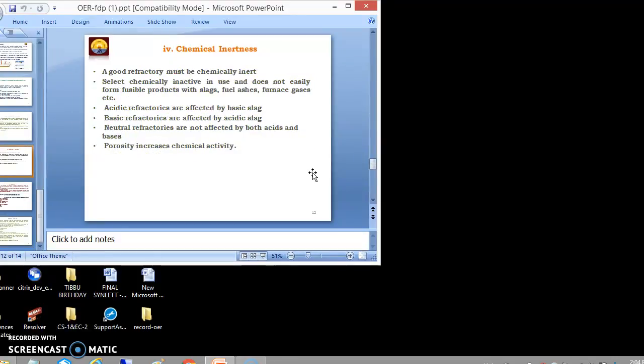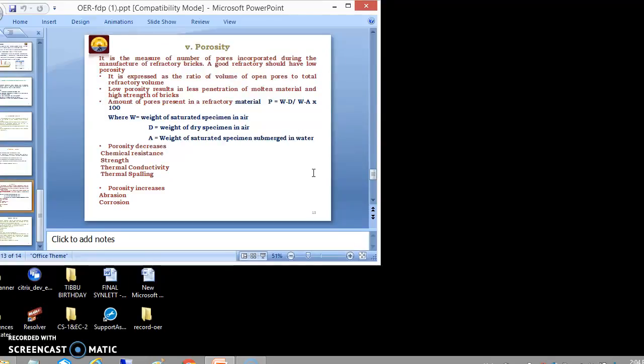Chemical inertness. A good refractory must be chemically inert. Being chemically inactive in use, it does not easily form fusible products with slags, fuel ashes, furnace gases, and so on. Acidic refractories are affected by basic slag. Basic refractories are affected by acidic slag. Neutral refractories are not affected by both acids and bases. Porosity increases chemical activity.